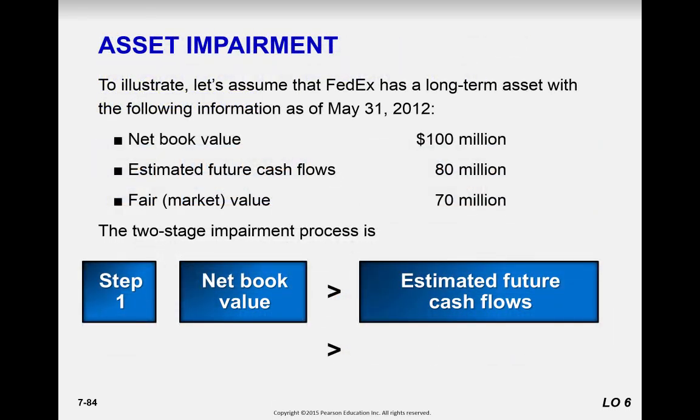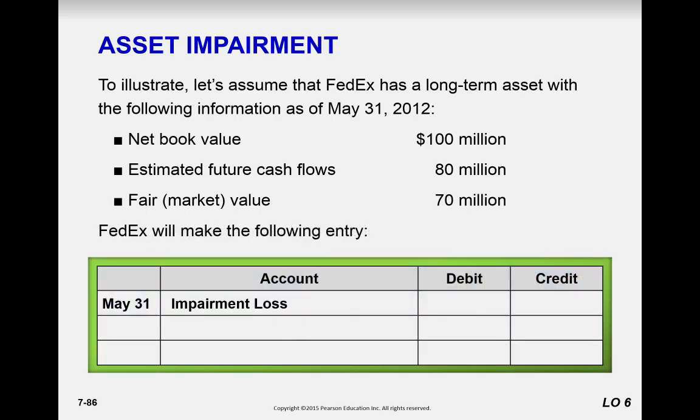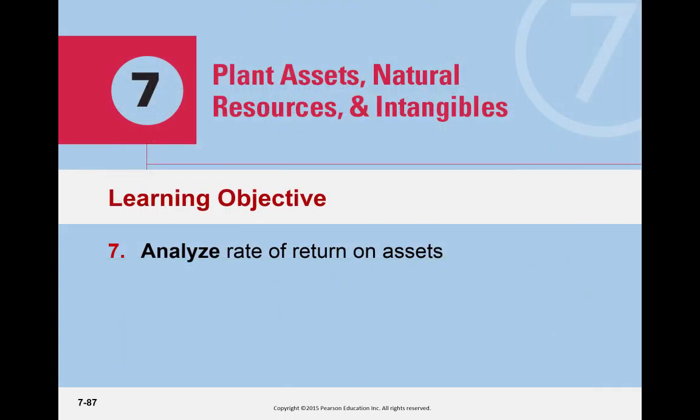So basically, if we have a net book value of 100 million and our estimated cash flow is only 80 and our fair value is 70, here we know that our net book value is greater than that, so we know we need to move on to our next piece, which is our net book value of 100 million. We subtract the 70, so our loss that we're going to book is 30 million. And our entry to do that is impairment loss for 30 million, and then whatever the long-term asset was that we are impairing. So pretty easy entry there.